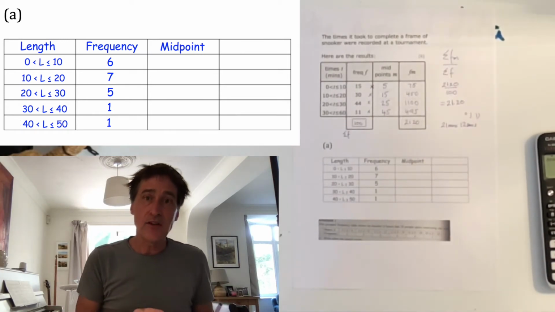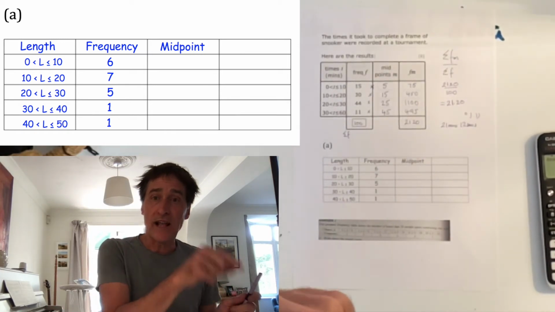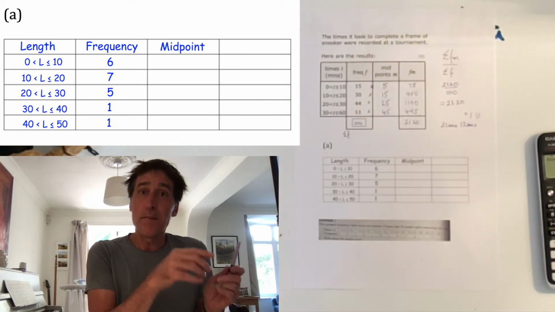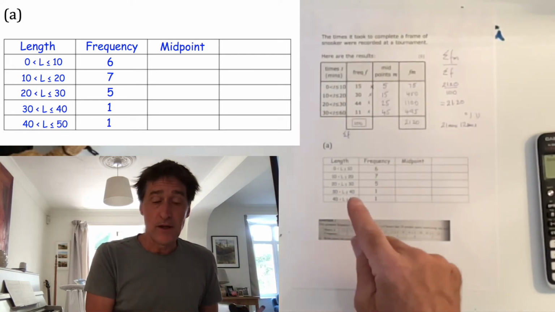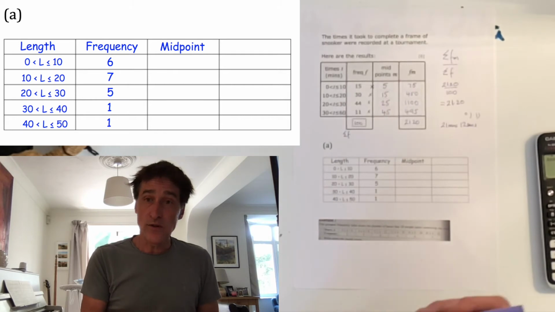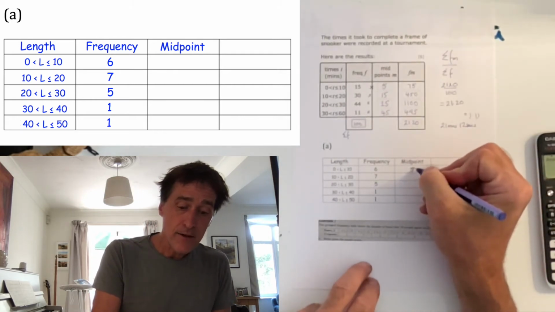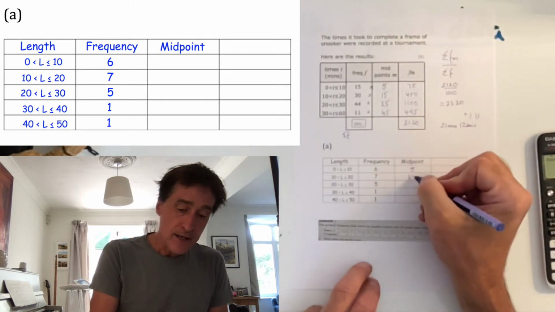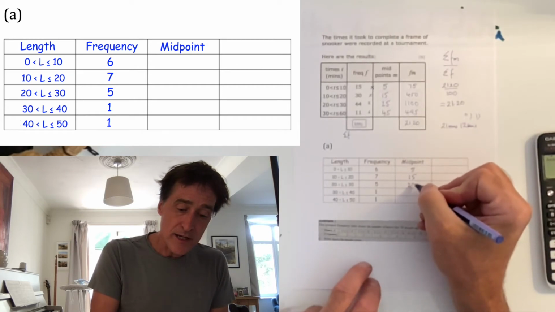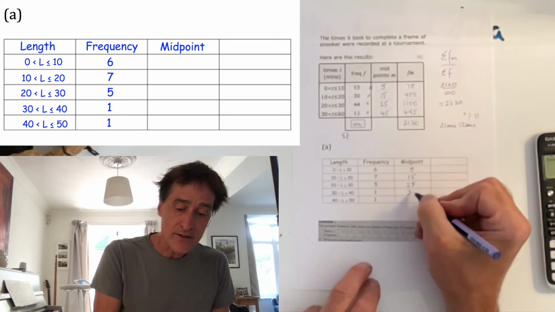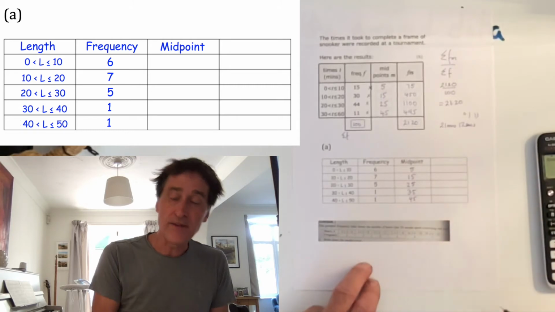Now we're going to say, well, on average, what is the length in each group? What is the midpoint of each group? So if we look here, again, 0 and 10, we said the midpoint is 5. And notice here, there is symmetry. Because these go up in 10s, the midpoints also go up in 10s.